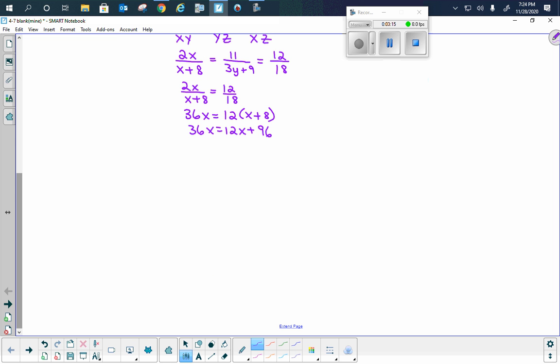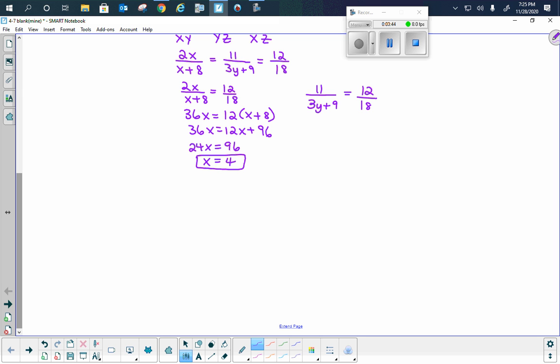Okay, subtract 12x from both sides, I would have 24x equals 96. Divide by 24, and x will equal 4. Okay, now I'll go back and use the second fraction, the 11 over the 3y plus 9, with the third one that's all numbers, and that'll give me the y's.